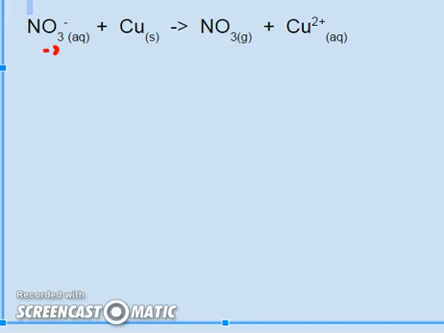So I've got a -2 charge on my oxygen. It's going to have a total charge of -6. Overall, this ion has a -1 charge, so nitrogen is going to be a +5. Copper is 0.